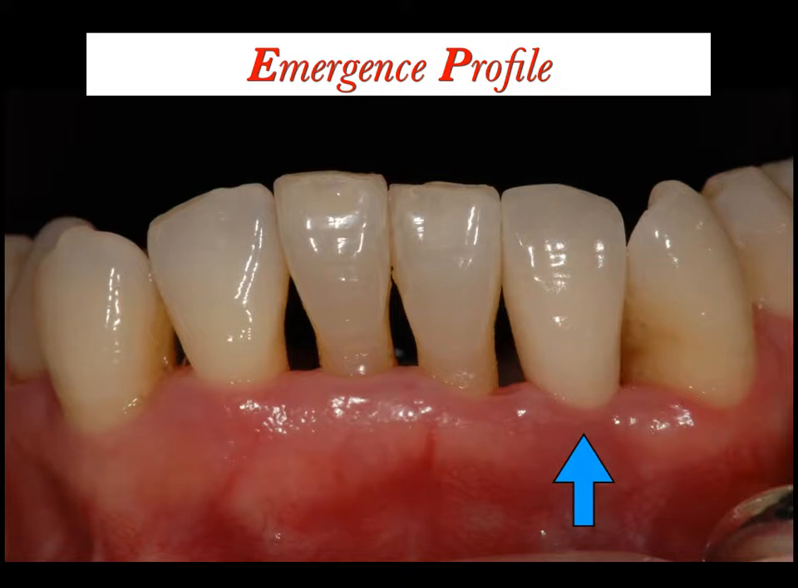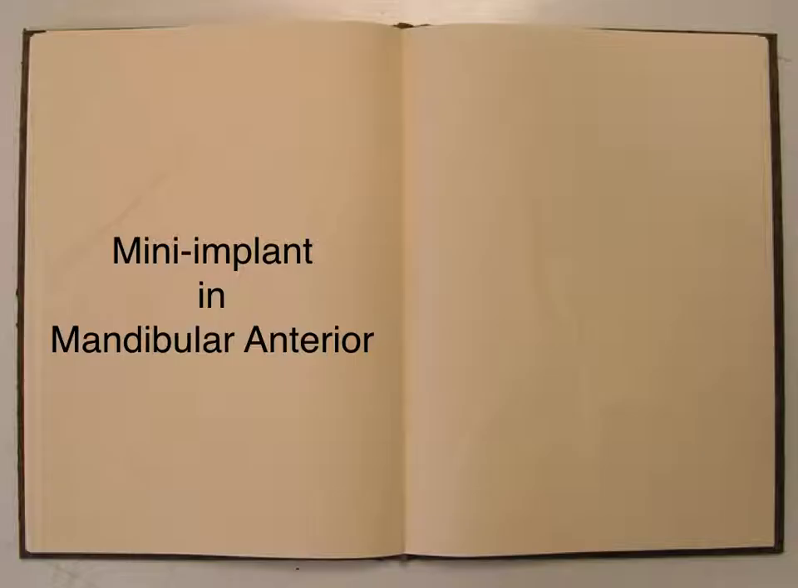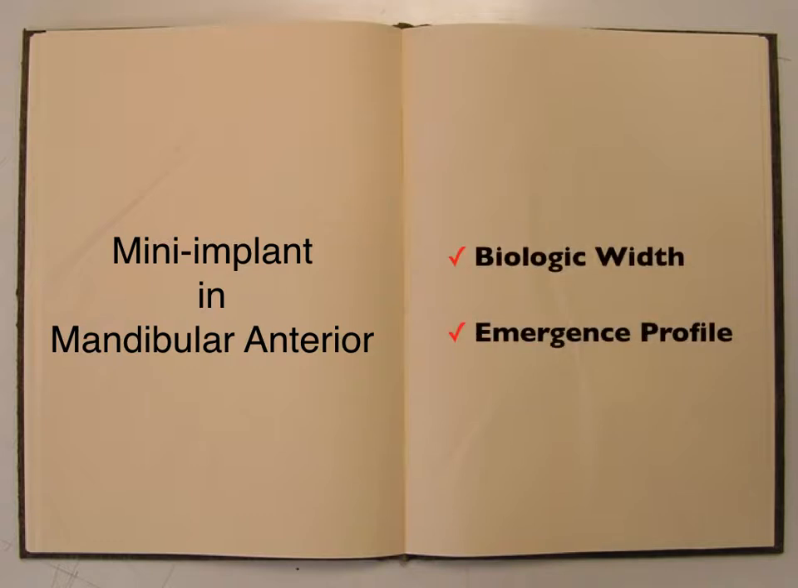Whereas a mini implant, which is smaller than the conventional size of a dental implant, has a better chance to emulate the emergence profile of a natural tooth, particularly when gingival recession is present. Personally, mini implants are better suited for mandibular anterior tooth replacement than conventional implants because they have a better chance to respect the biological width and to create a more natural emergence profile.